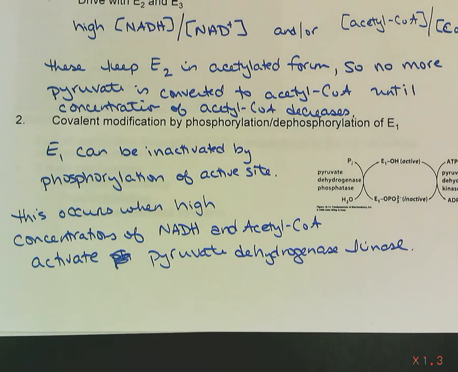So we end up phosphorylating E1 when we have high concentrations of NADH and acetyl-CoA, like we did in the other option. But those high concentrations turn on the enzyme pyruvate dehydrogenase kinase. And what do kinases do? Phosphorylate. They throw phosphoryl groups on things. So this kinase phosphorylates pyruvate dehydrogenase, and by phosphorylating it, it's no longer able to take in a pyruvate molecule. It turns off E1.